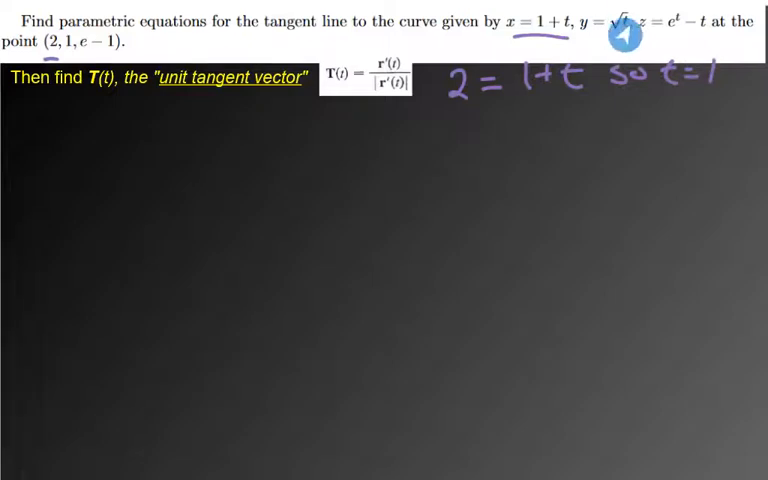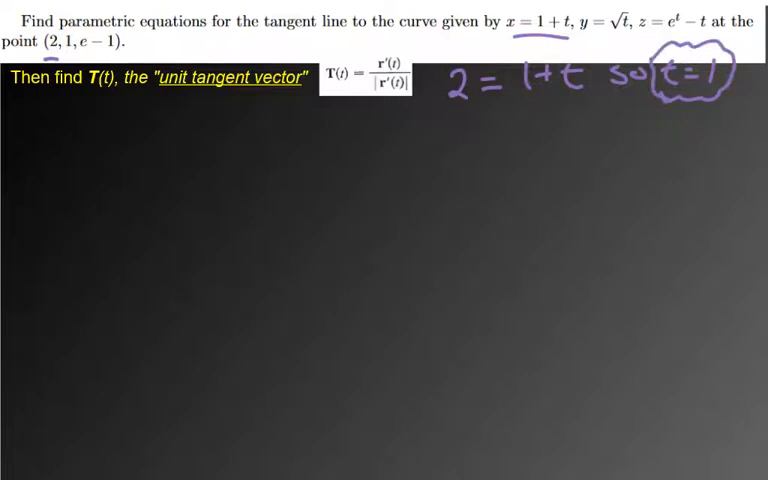You can double check them. If you put in 1 there, you get 1. If you put in 1 here, you get e minus 1, right? So everything is happening at time 1. That's just kind of an important little fact that we'll need here in a second.